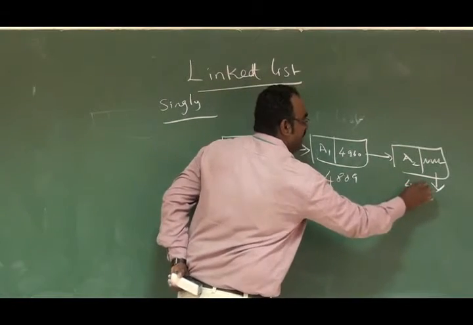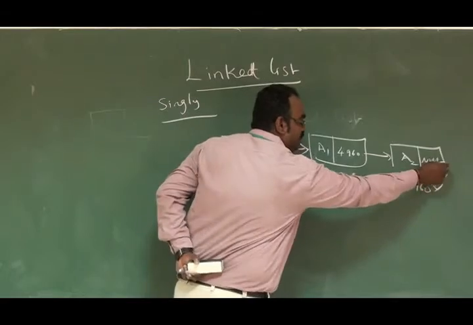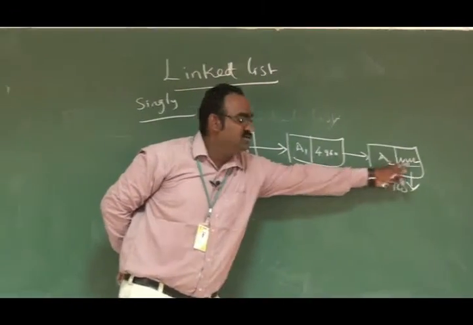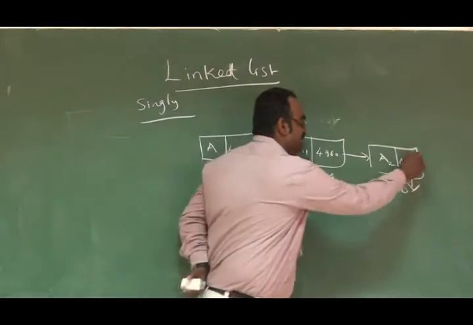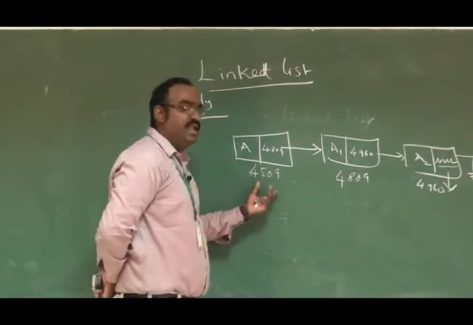So this is 4960. Now the link is going to 4960. The last value, because the next pointer is null, so there is no value in this part. This is null, so this is the end of the list. We can easily identify this is the end of the list. So this is a singly linked list.